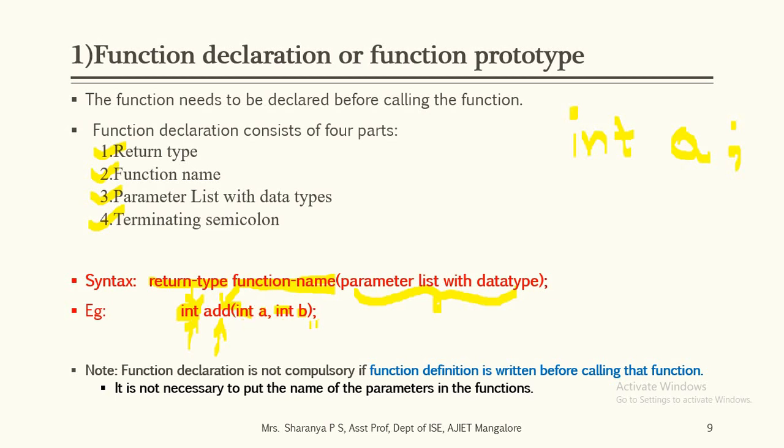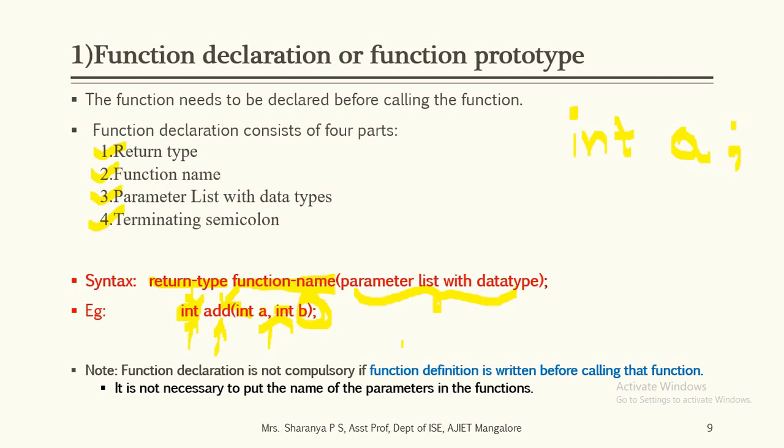A very important point here: this function declaration, or function prototype, ends with a semicolon. This is how we mention the function declaration. One main point about the declaration is that it is not compulsory if the function definition is written before calling that function. We'll see what that means.